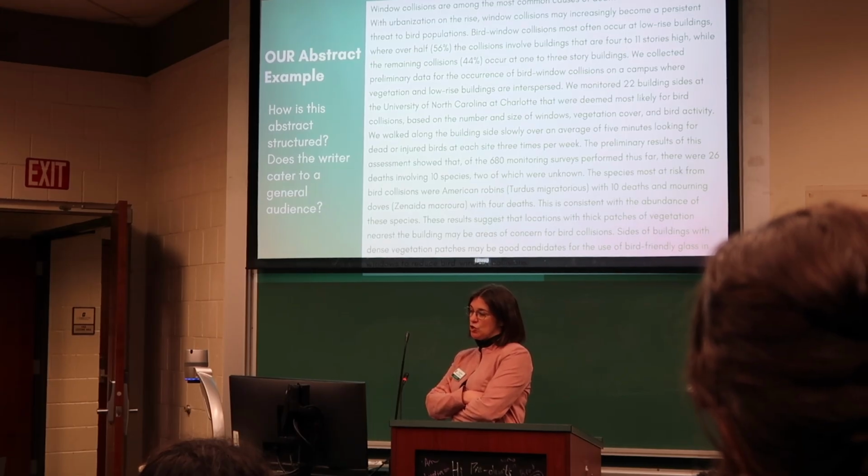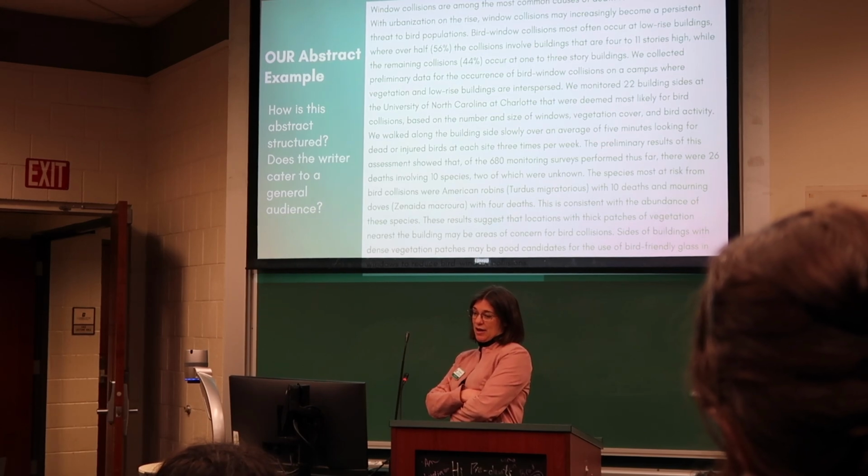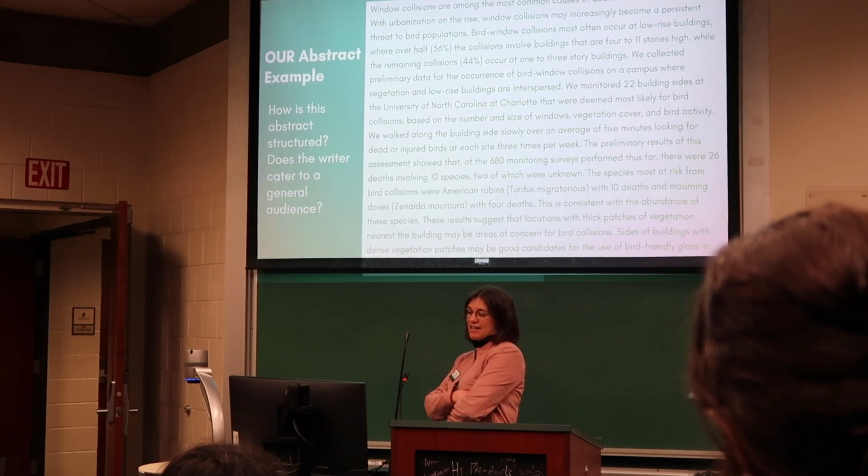The preliminary results of this assessment showed that of the 680 monitoring surveys performed thus far, there were 26 deaths involving 10 species, 2 of which were unknown. The species most at risk from bird collisions were American robins, or Turdus migratorius, with 10 deaths, and mourning doves, or Zenaida macroura, with 4 deaths. This is consistent with the abundance of these species. These results suggest that locations with thick patches of vegetation nearest the building may be areas of concern for bird collisions. Sides of buildings with dense vegetation patches may be good candidates for the use of bird-friendly glass in windows to reduce bird window collisions.